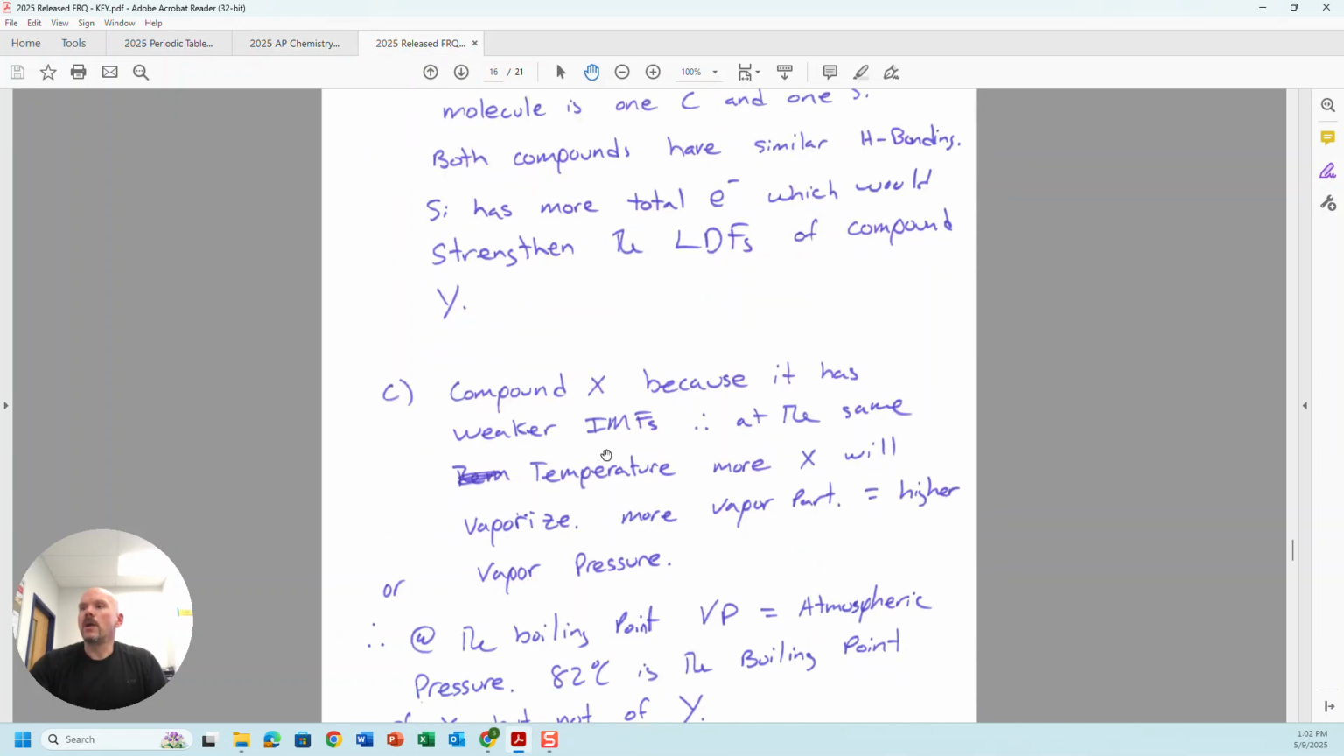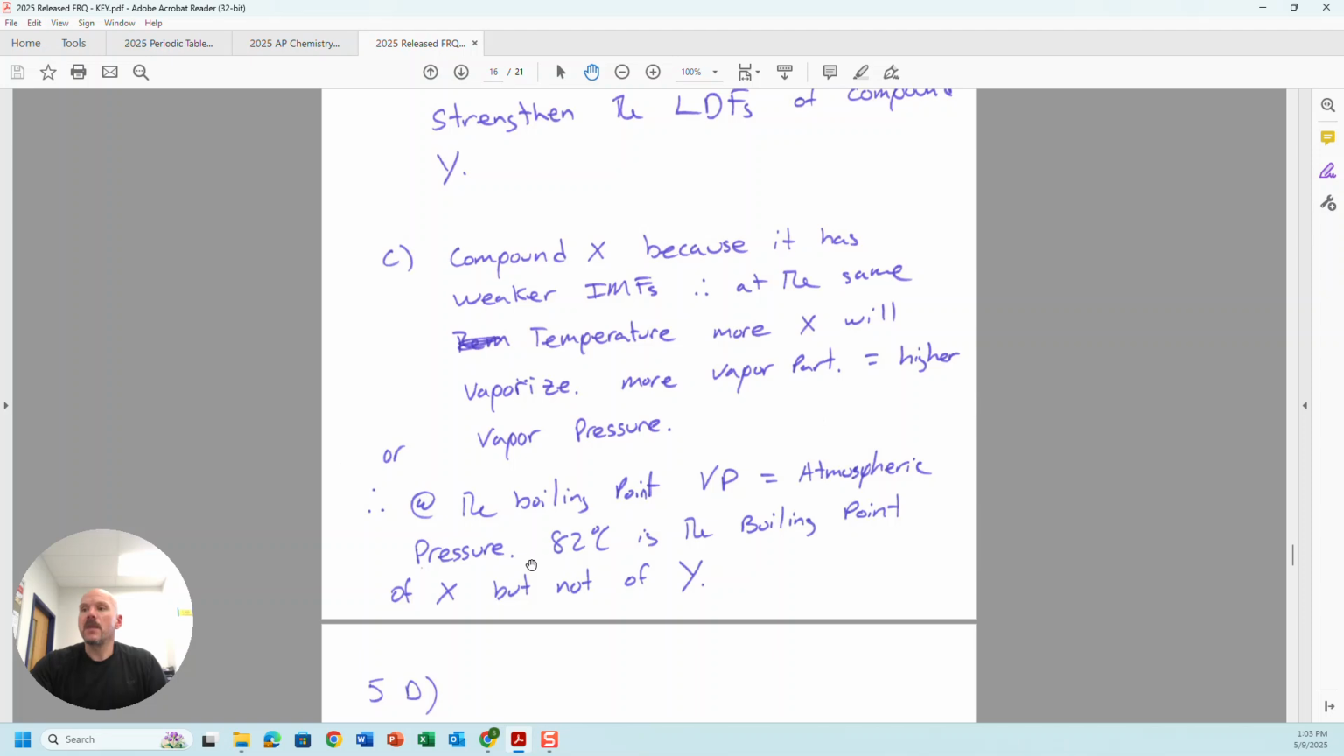Okay, so compound X, because it has weaker IMFs, therefore at the same temperature, more X will vaporize. More vapor particles equals higher vapor pressure. The other way to think about it is at the boiling point, vapor pressure equals atmospheric pressure. 82 degrees Celsius is the boiling point of X, but not Y. All right.